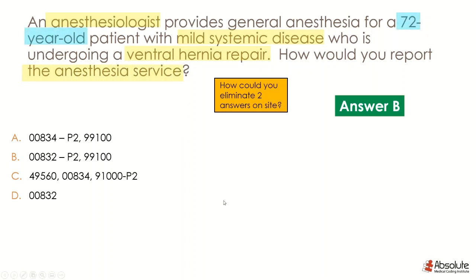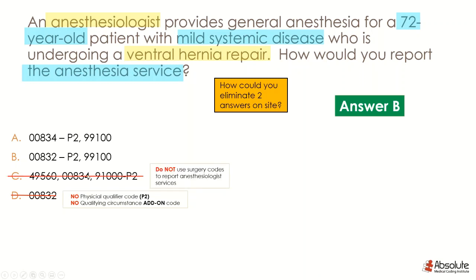We're going to hone in again on those qualifiers and things and the P1s through 5s. So how could you have eliminated it? This patient is 72 years old. That tells me that I am going to need that 99100. Even if you don't know the exact code, you know you're going to need something about this qualifying circumstance. And this one here doesn't have that. It doesn't have the P2 for the physical qualifier, and it doesn't have the add-on code for the qualifying circumstance, because this patient has mild systemic disease. So that one would be gone.